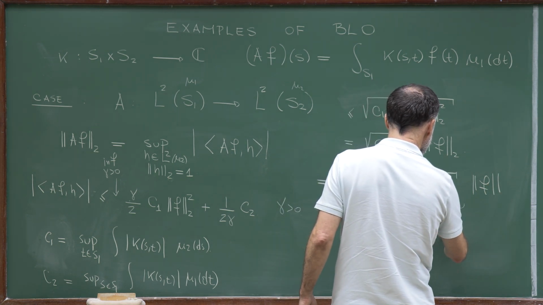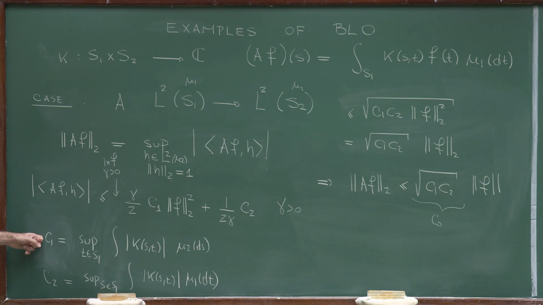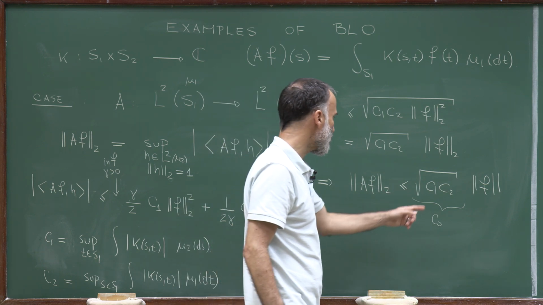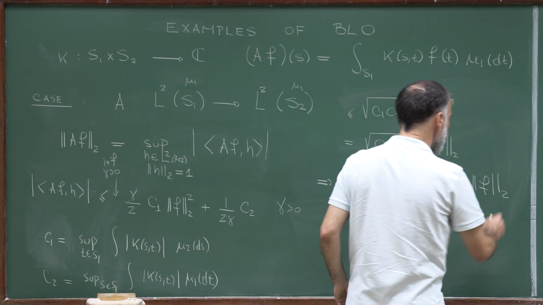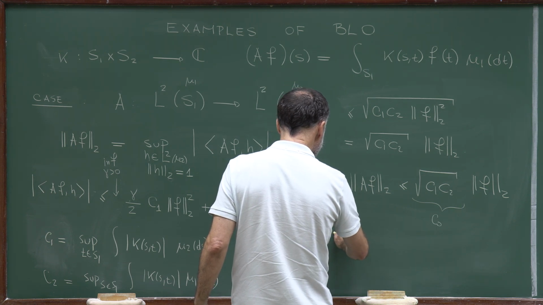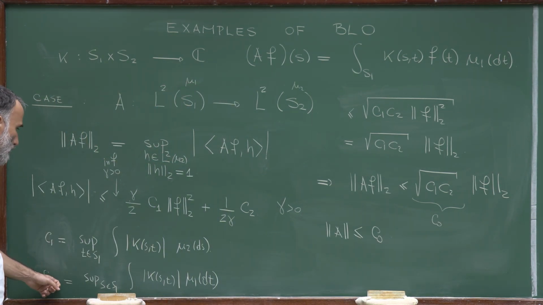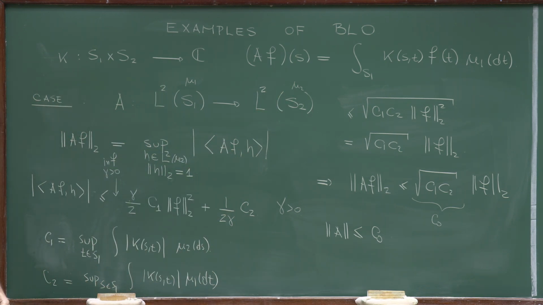Which means that if I call C0 this expression, so C0 is the square root of C1, which is this constant, times C2, which is that other constant. So if these two quantities are finite, and if I call C0 the square root of C1 times C2, what I get is that A is a bounded operator from L2 to L2, and that the norm of A is bounded by C0. So we have a different condition on K which guarantees that A is a bounded operator from L2 mu1 to L2 mu2. And with this example, I conclude these examples.